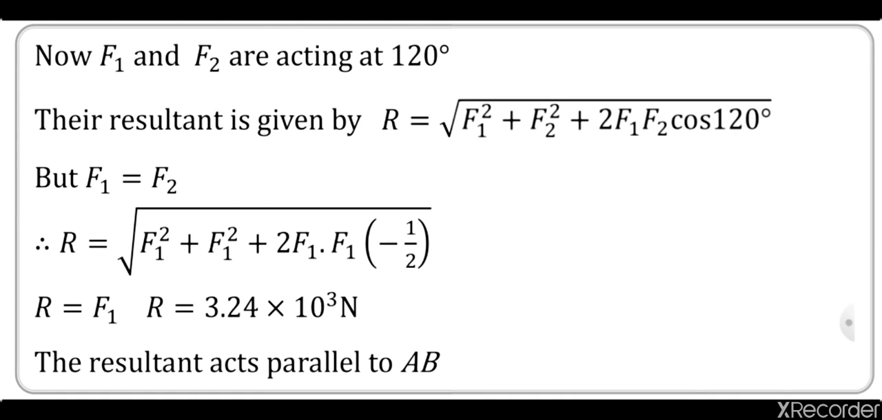Okay, R is equal to 3.24 into 10 power 3 Newton. So F1, F2 and the resultant are all the same, and this resultant acts parallel to AB. You can check in the picture, the resultant line is parallel to AB.